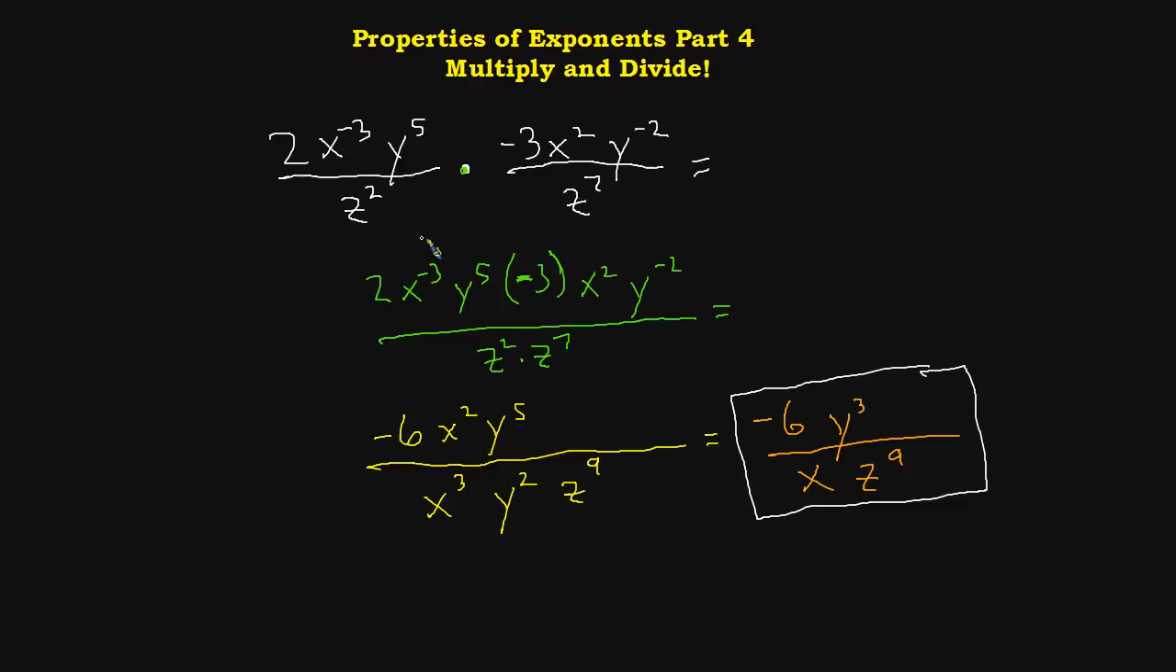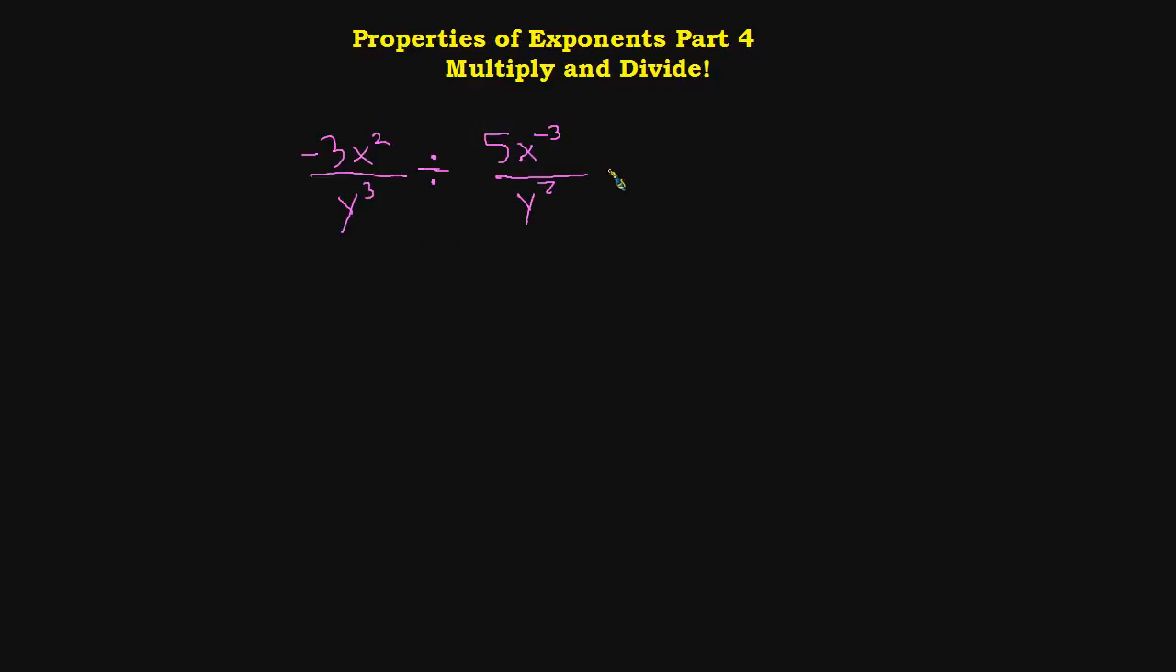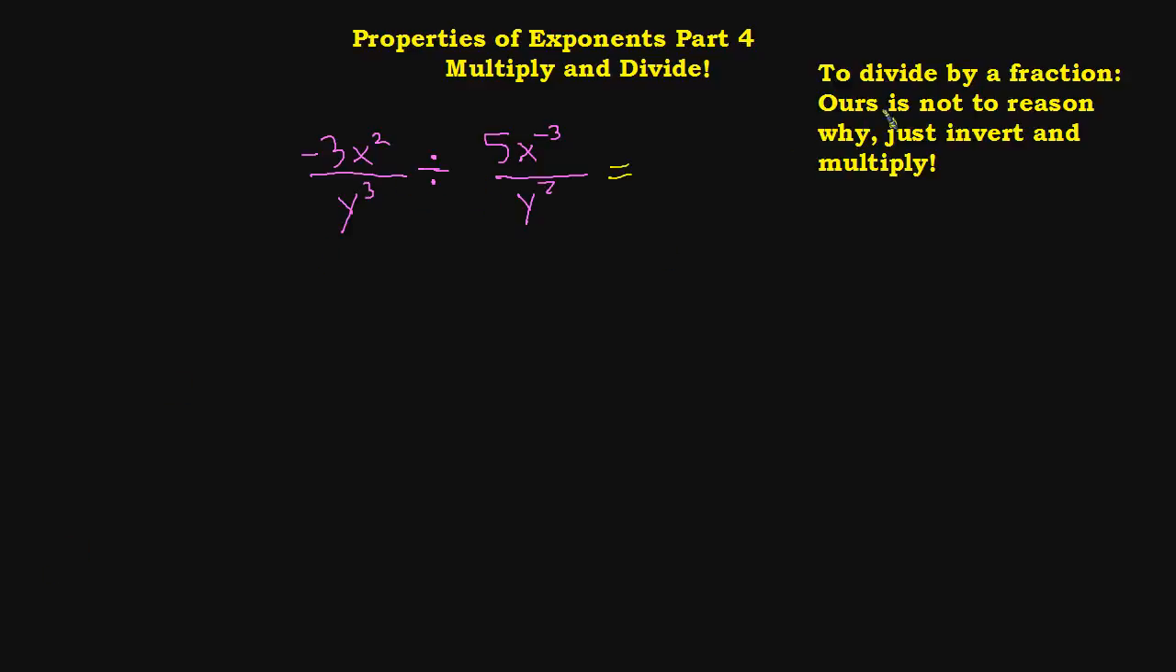Okay, all right, so let's take a quick look at divide. Okay, so here is two fractions that are being divided. And so let's go ahead and see what happens here. Basically, there's a rule, and it goes something like this. There's this tiny little rhyme, a sort of short poem that people used to say in the old days to remember how to divide by a fraction. It goes something like this. Ours is not to reason why, just invert and multiply.